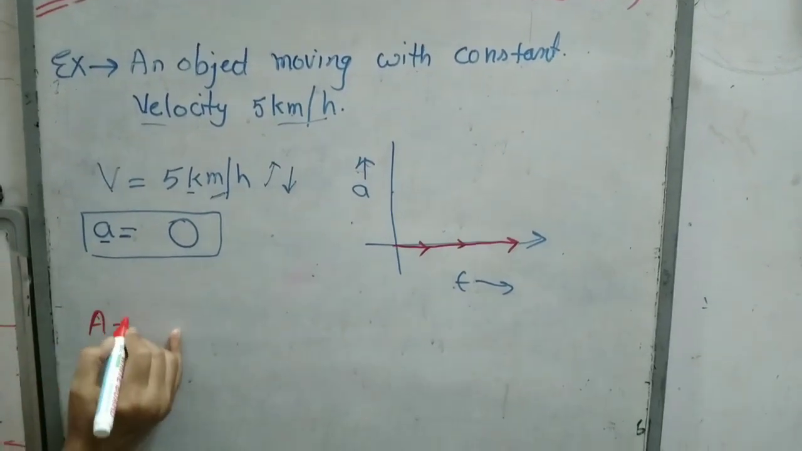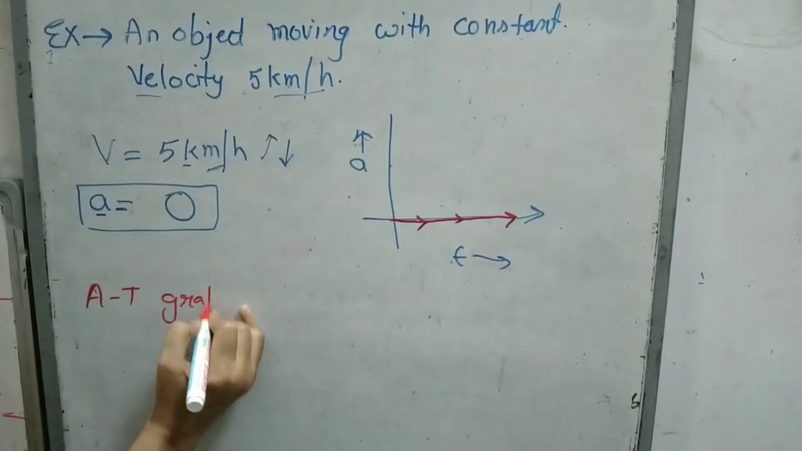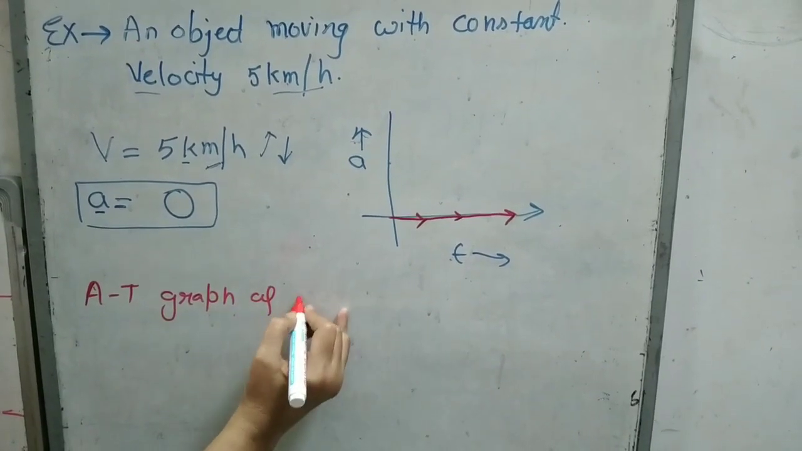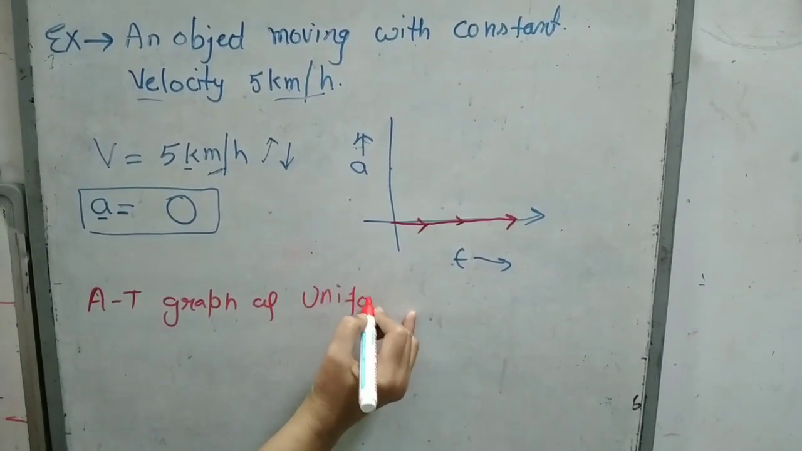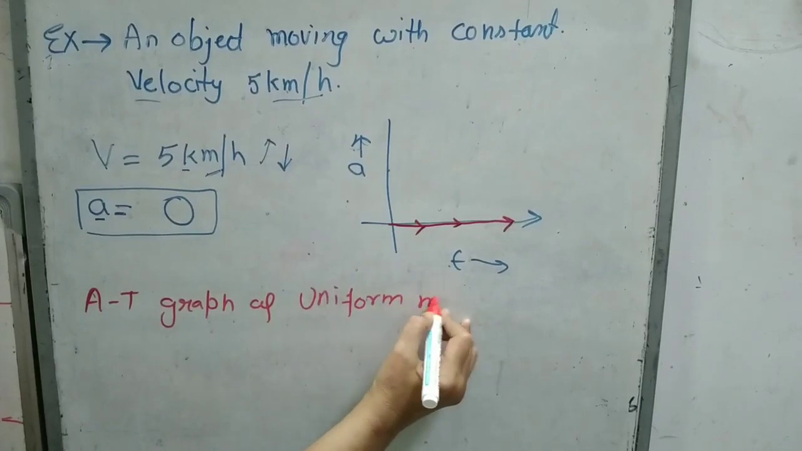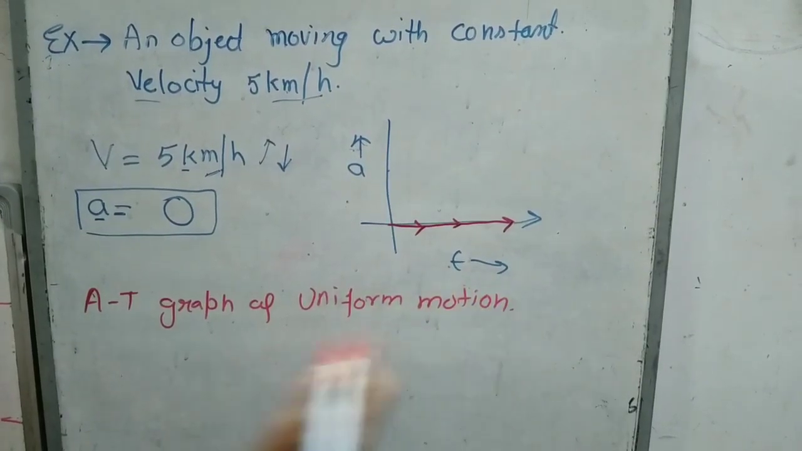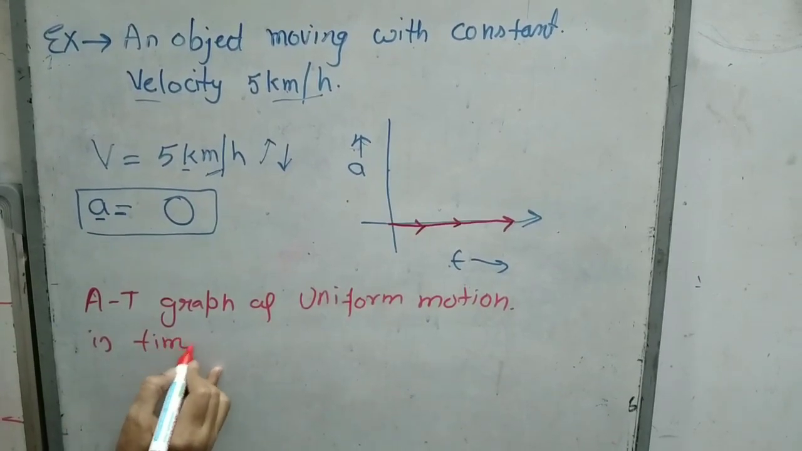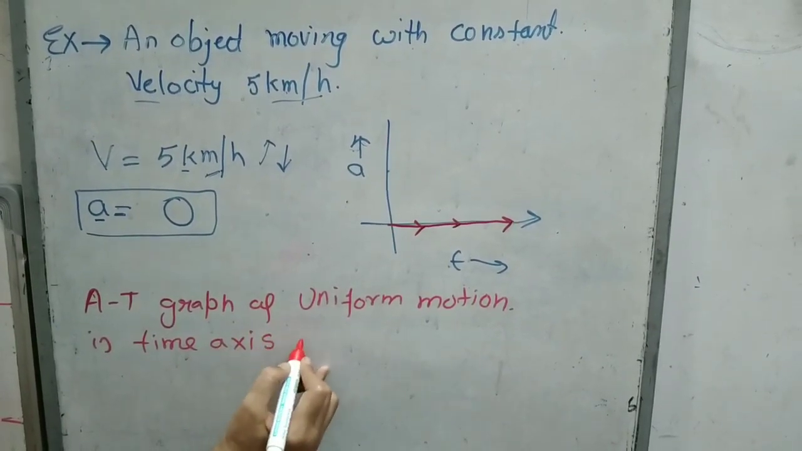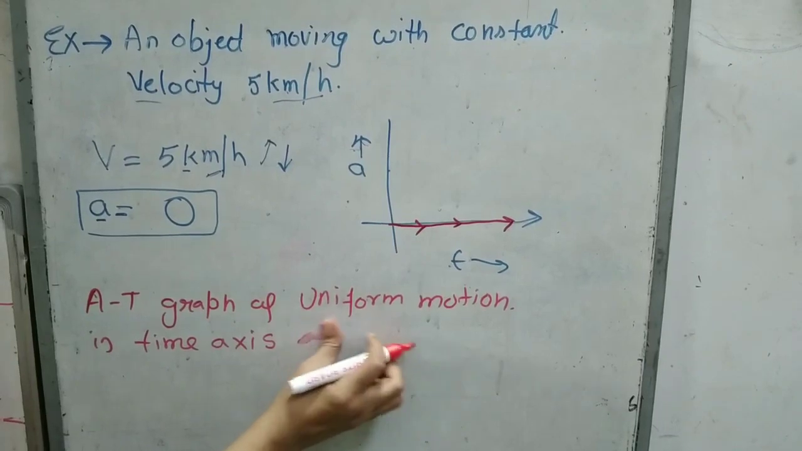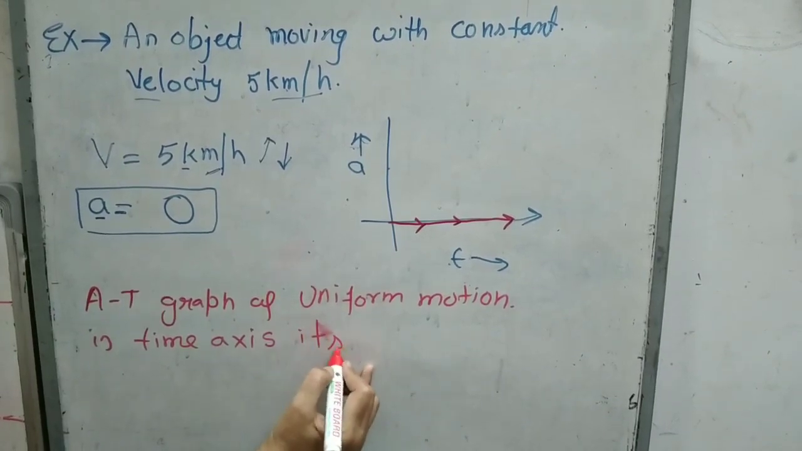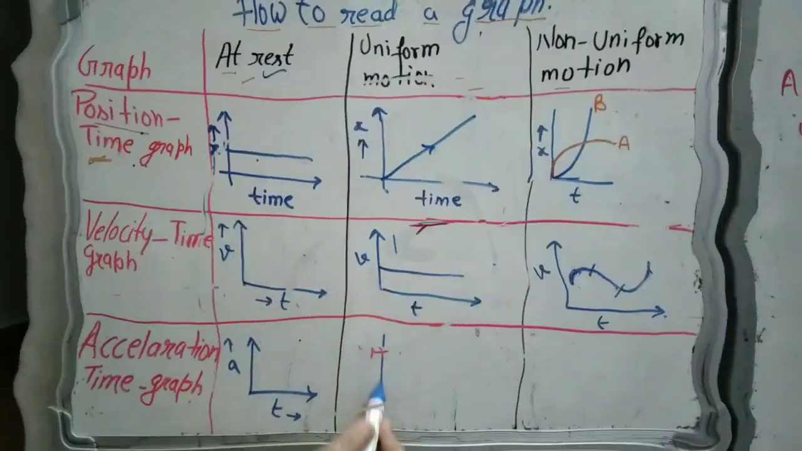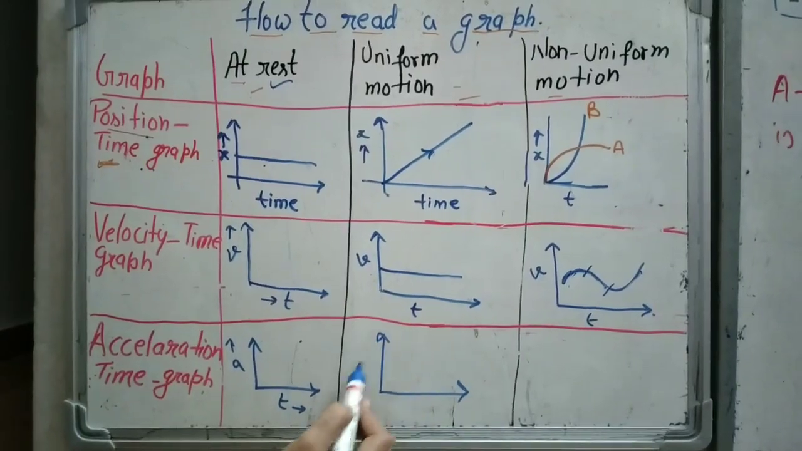So AT graph of uniform motion is time axis itself. So here again the same graph.